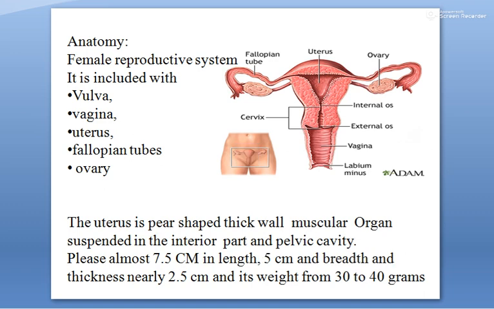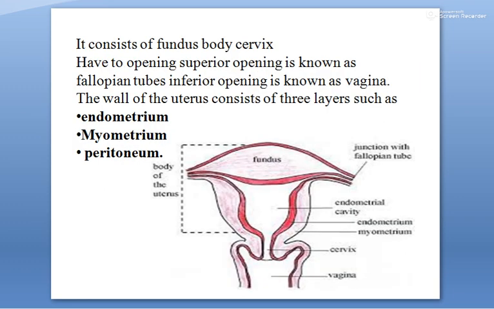Basically, the fallopian tubes enter its upper portions, one on each side, and the lower portion of the uterus projects into the vagina. The uterine cavity is normally triangular shaped and flattened anteroposteriorly. It consists of the fundus, body, and cervix.